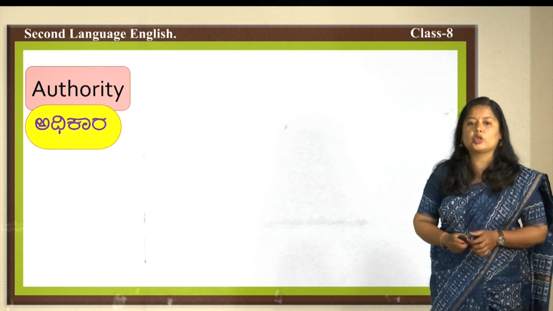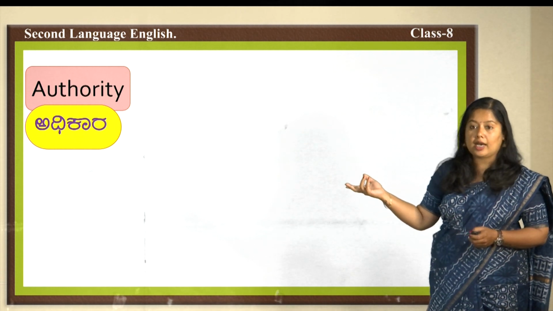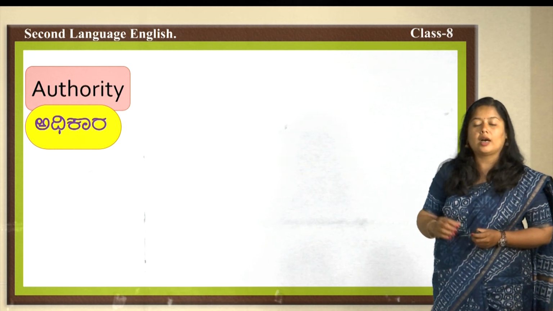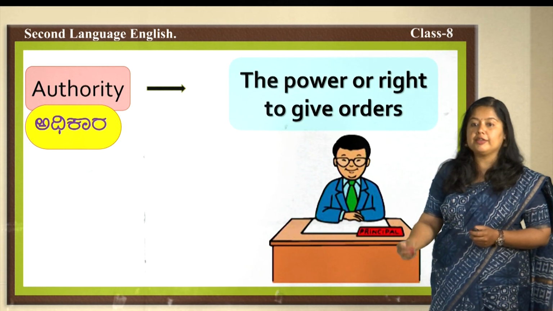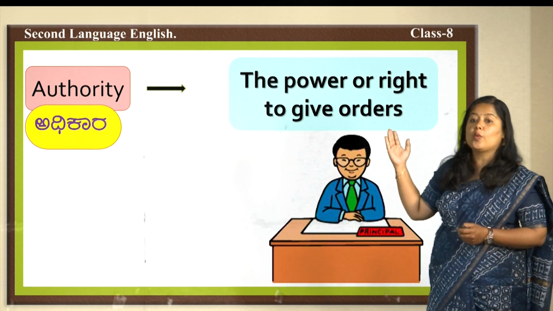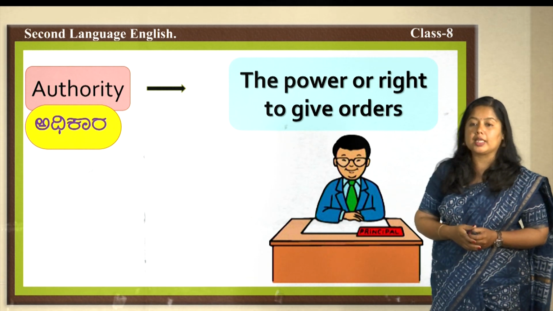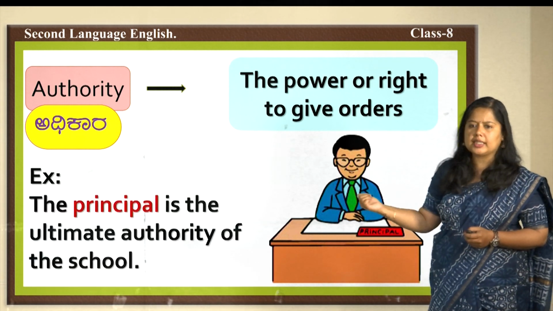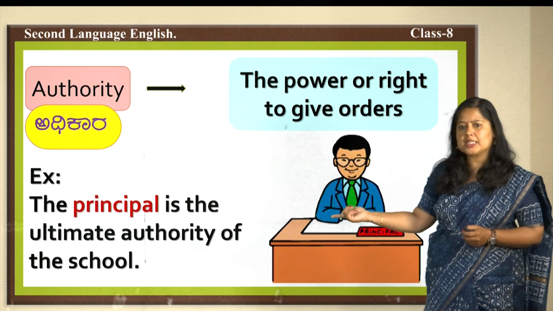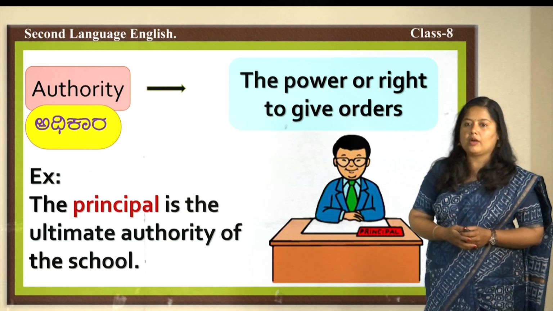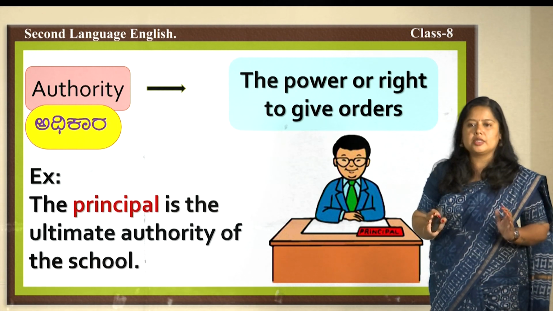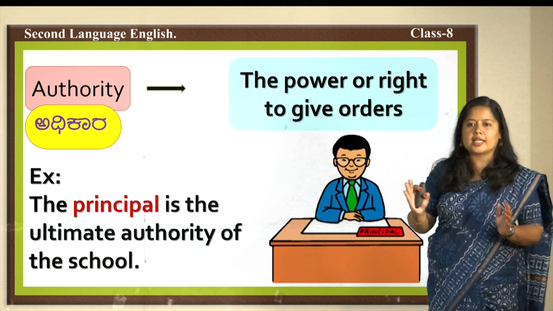Next word comes authority. Authority is adhikara. Adhikara chalaisuvudu athava obbaralli adhikara iruvudu. The power or right to give orders, meaning one who can order somebody to do something. So, your sentence can be like this using the same word. The principal is the ultimate authority of the school. So, we all, when we are in school, will listen to whatever our principal sir says.